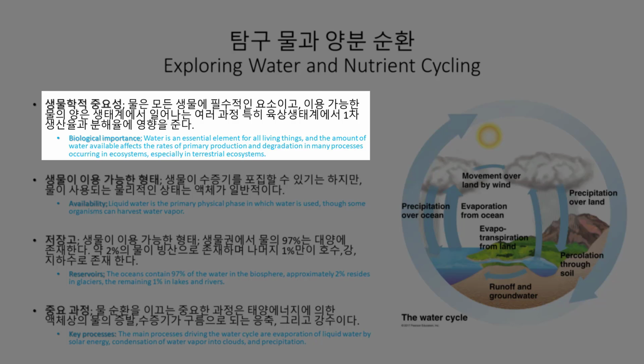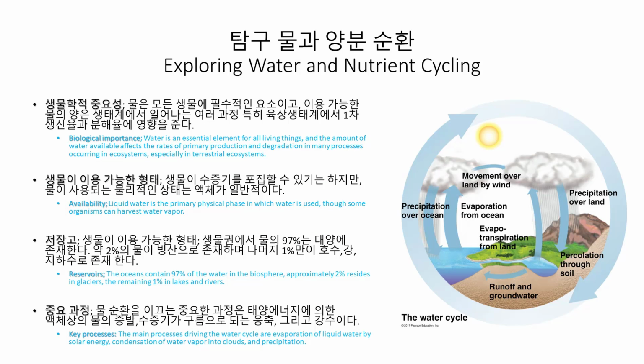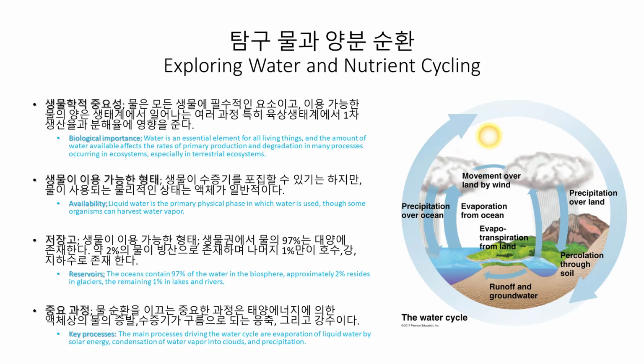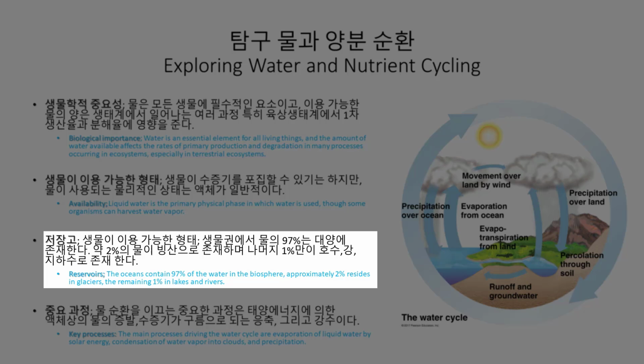Biological importance. Water is essential to all organisms and its availability influences the rate of ecosystem processes, particularly primary production and decomposition in terrestrial ecosystems. Forms available to life. All organisms are capable of exchanging water directly with the environment. Liquid water is the primary physical phase in which water is used, though some organisms can harvest water vapor. Freezing of soil water can limit water availability to terrestrial plants.